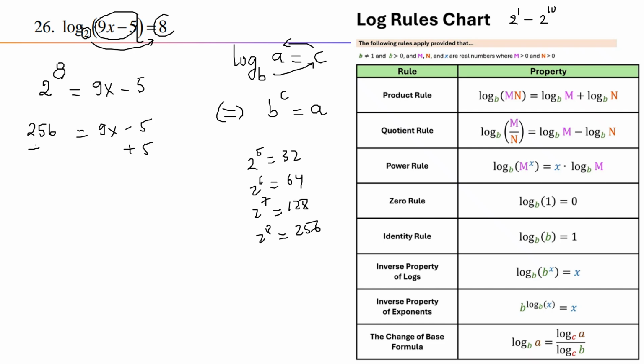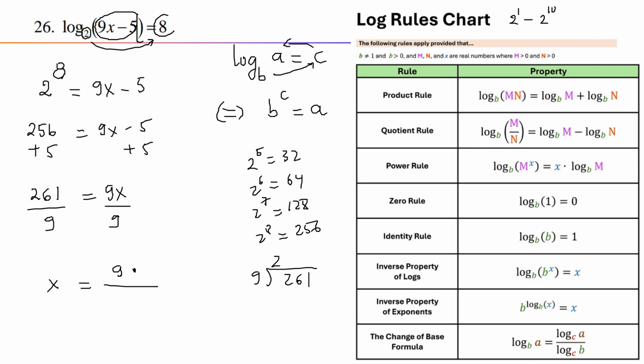Now this is 256 equal 9x minus 5. Add 5 both sides. Now 261 equal 9x. Divide both sides by 9 to isolate x. Now 261. See that 2 and 6 and 1 can be divisible by 9. So I will have 9 times something, right? So you go ahead and do the 261. 26 divided by 9 is 2. It is 18 when you go back.